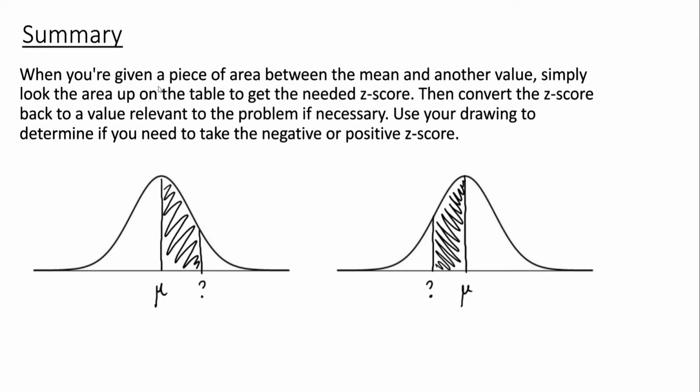When you're given a piece of area between the mean and another value, simply look up the area on the table and get the needed z-score. Then convert the z-score back to a value relevant to the problem if it's necessary. You would use your drawing to determine if you need to take the negative or positive z-score. Obviously over here, your z is positive, and here you would have a negative z. This just depends on whether it falls above the mean or below the mean.